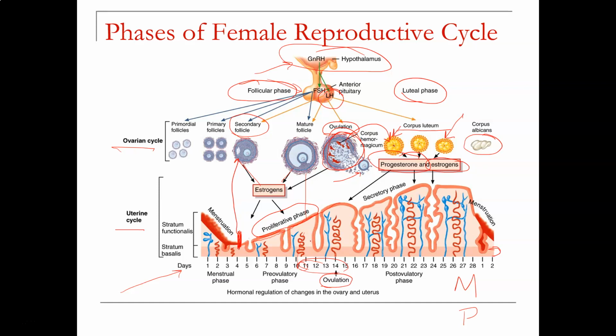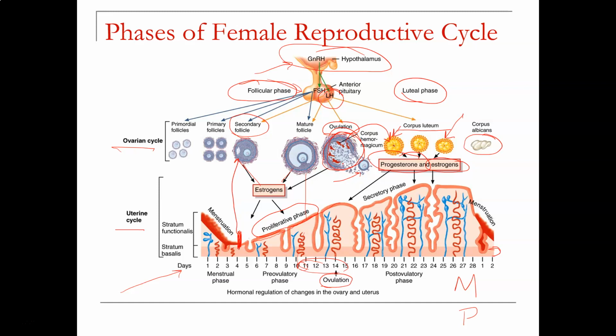These are epithelial cells here, and then there's some connective tissue underneath, and they're just growing, getting thicker. And also notice there's some pretty extensive blood vessel growth up into that functional layer. So it's very vascular.